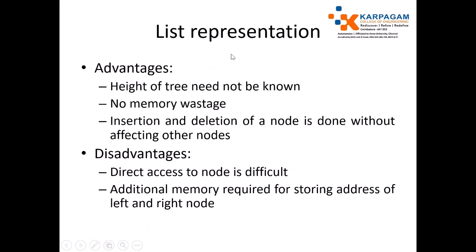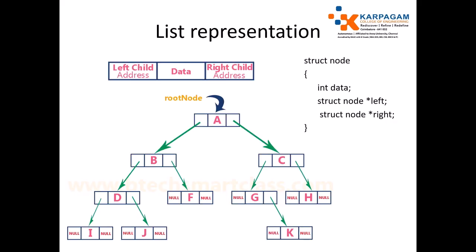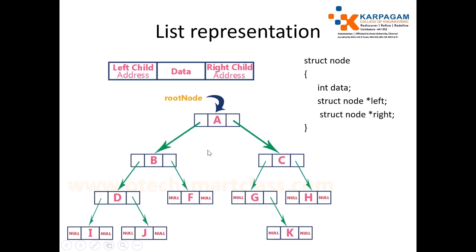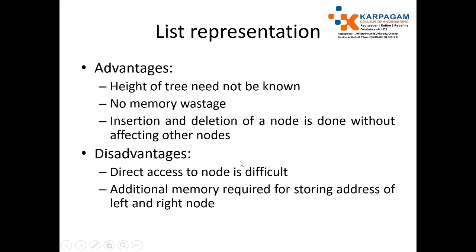The advantage of using linked list representation is that the height of a tree need not be known. It is not necessary to know about the height of a tree. Whatever data you can store can be represented in a data structure itself. And there is no memory wastage. We are effectively utilizing the memory without having any null field or internal memory block. And insertion and deletion of a node is done without affecting other nodes. We can easily perform insertion and deletion without affecting any other nodes.